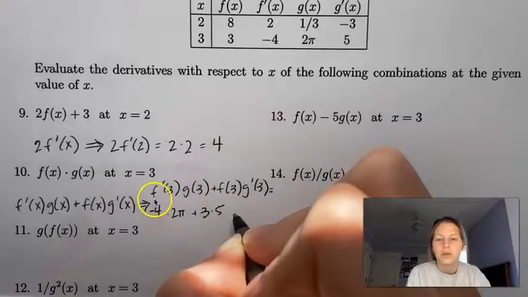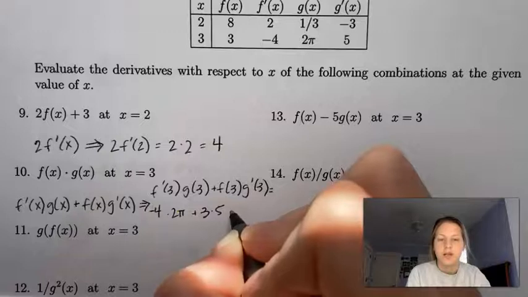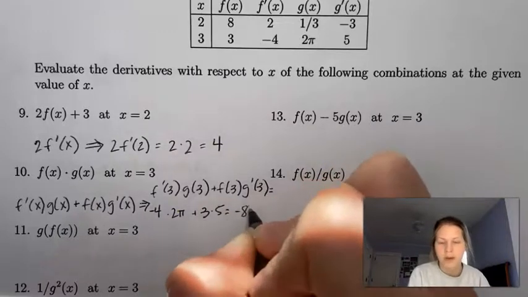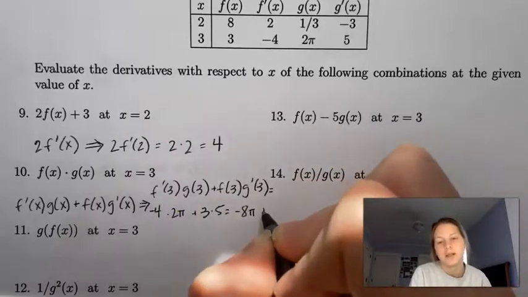So we'll look for what f prime of 3 is to plug in. And f prime of 3 is negative 4. g of 3 is 2 pi. f of 3 is 3. And g prime of 3 is 5. So that's how we get to negative 4 times 2 pi plus 3 times 5. And then we will end up with the final answer of negative 8 pi plus 15.